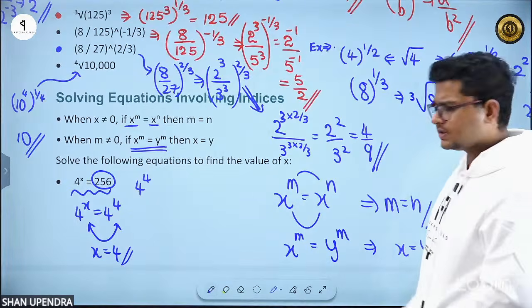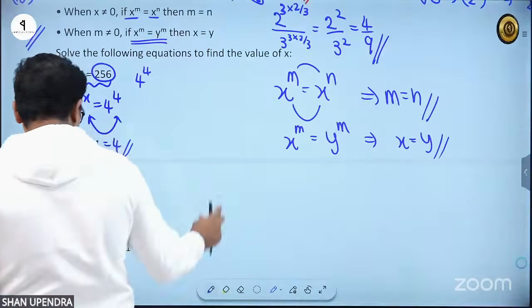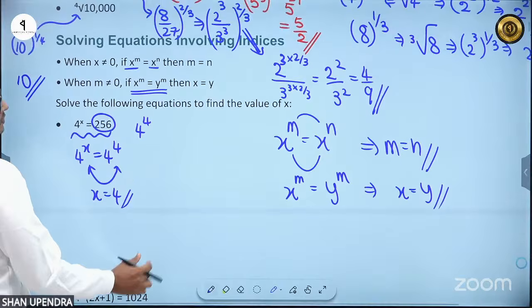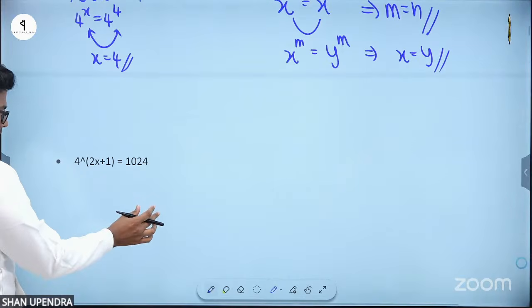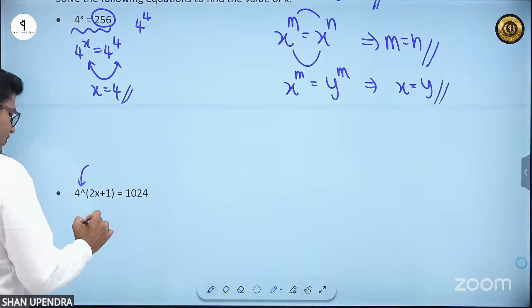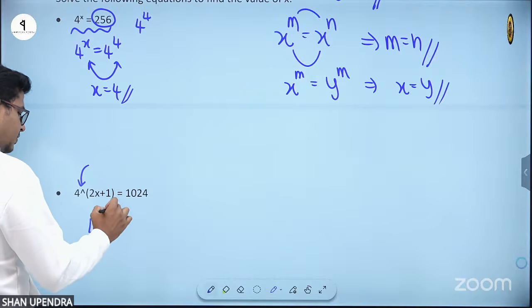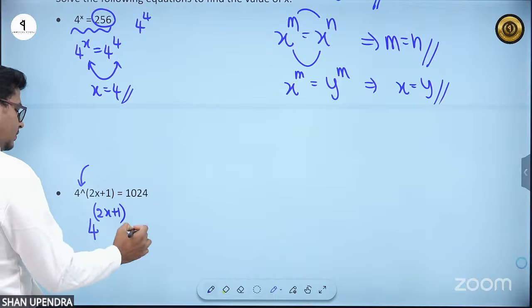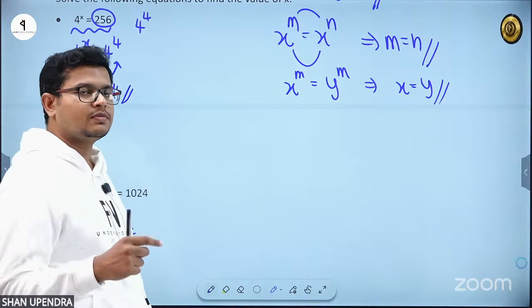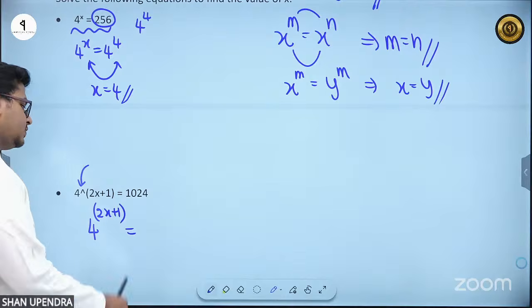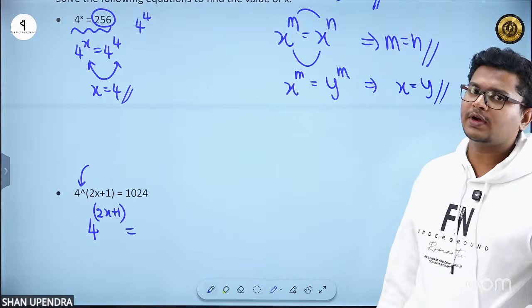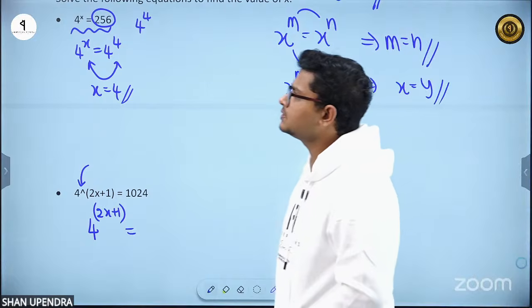So now there's another equation, let's see. Good question. Here this is the power, 4 to the power 2x plus 1. Here you need to represent 1024. I know that in IT they use 2 to the power 10. Sorry, my bad, 2 to the power 10 is 1024.